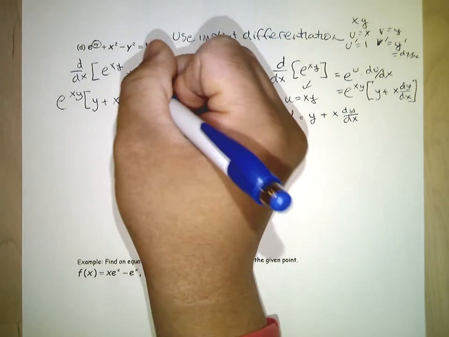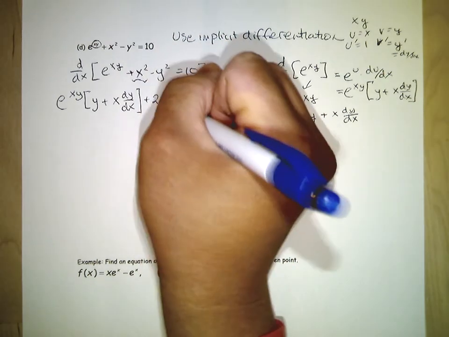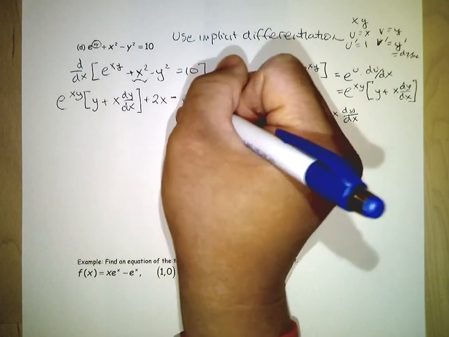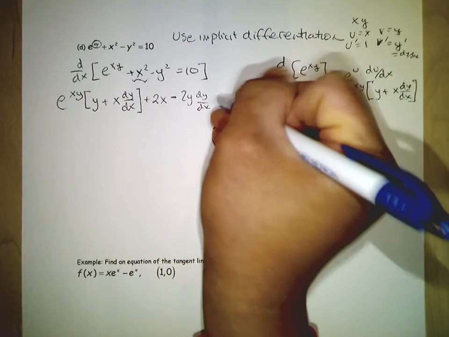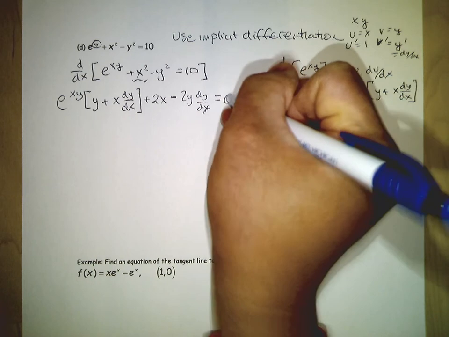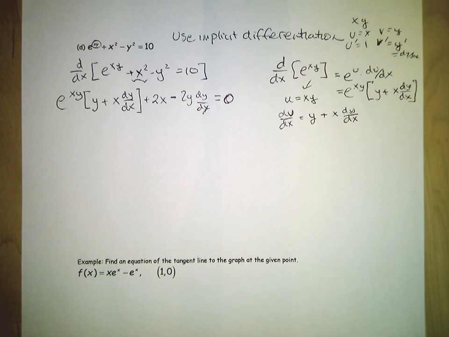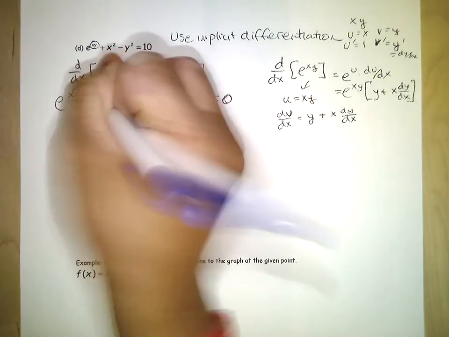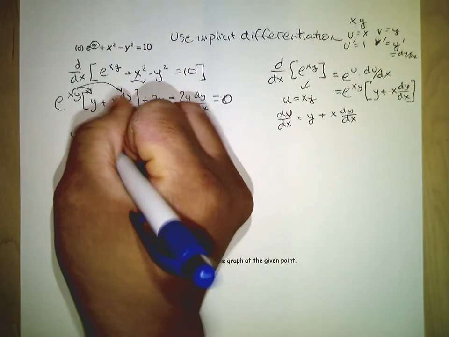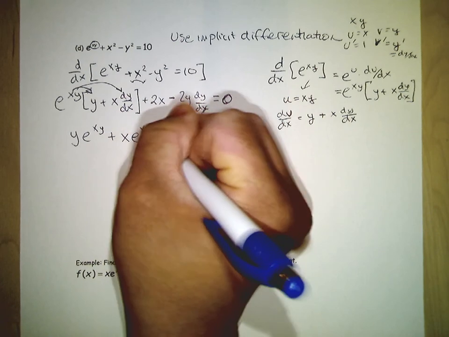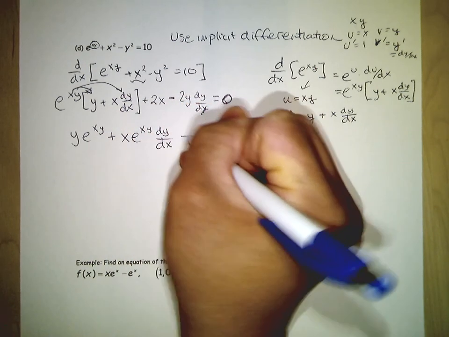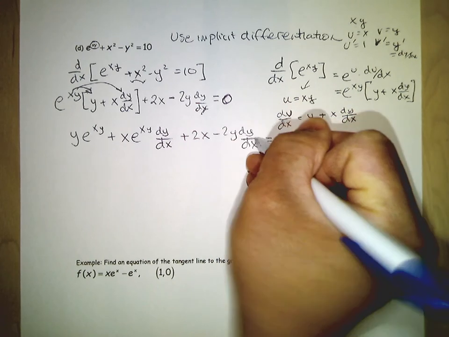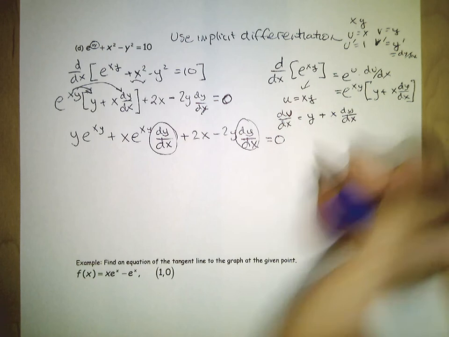Then plus the derivative of x squared, which is 2x, minus the derivative of y squared, which is 2y dy/dx, equals the derivative of 10, which is 0. All right. So now we will need to distribute the e to the xy. So we have y e to the xy plus x e to the xy dy/dx plus 2x minus 2y dy/dx is equal to 0. So here's dy/dx, dy/dx.